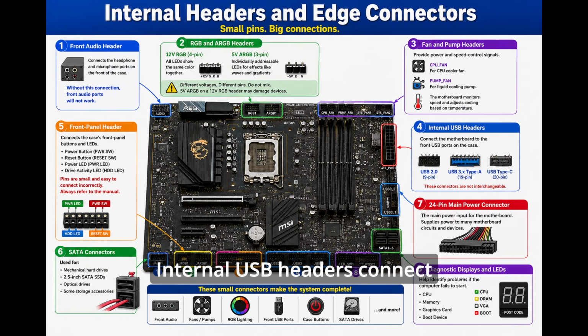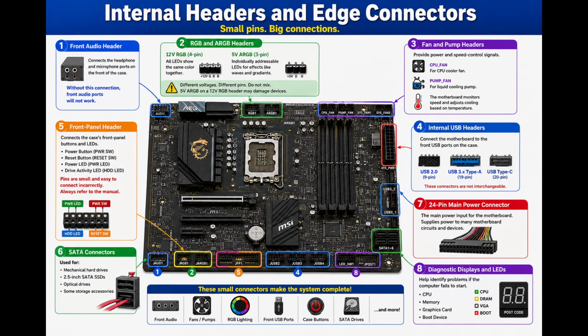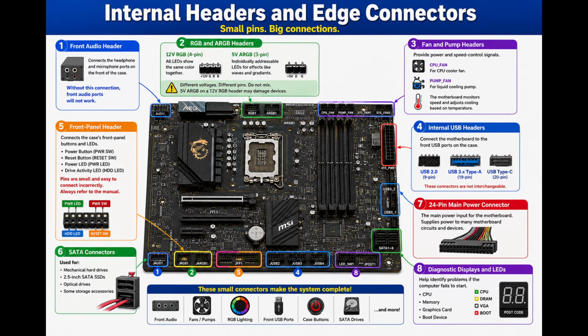Internal USB headers connect the front USB ports on the case. Different headers may support USB 2.0, USB 3, or front panel USB Type-C. The front panel header connects the power button, reset button, power light, and drive activity light. Because the pins are small, always follow the motherboard manual.